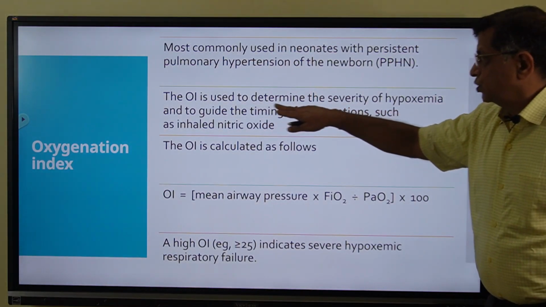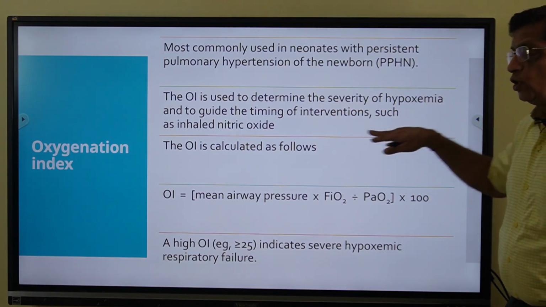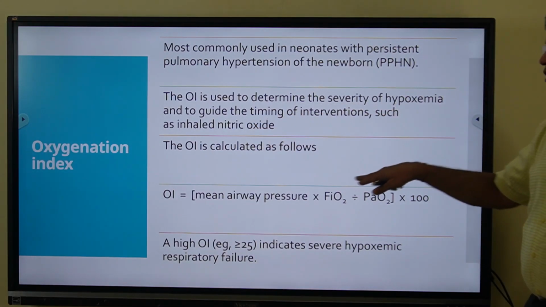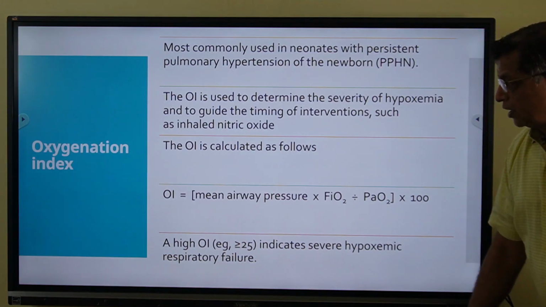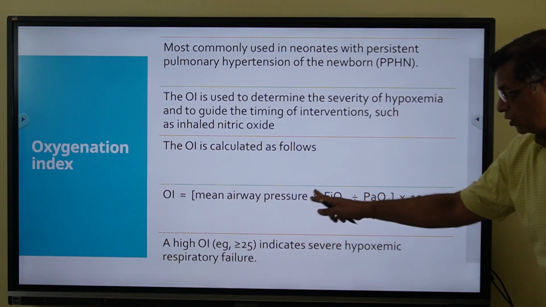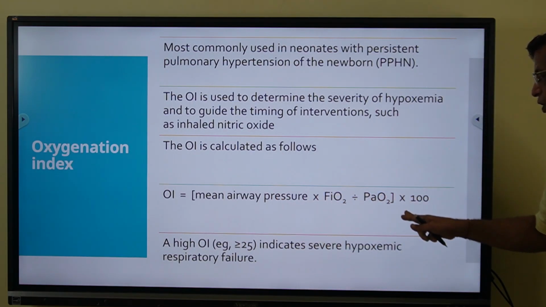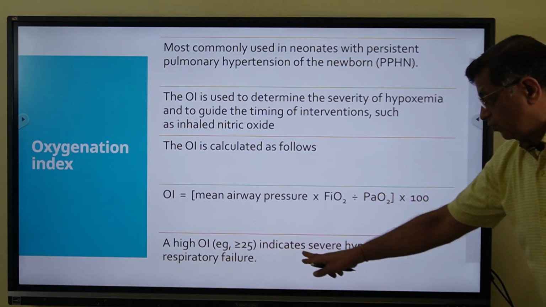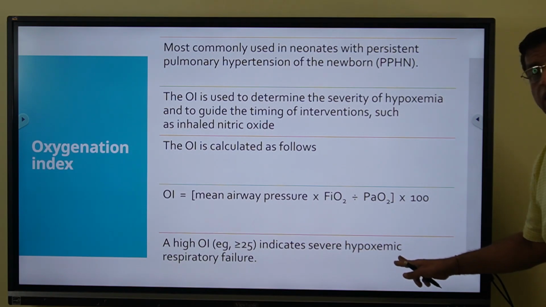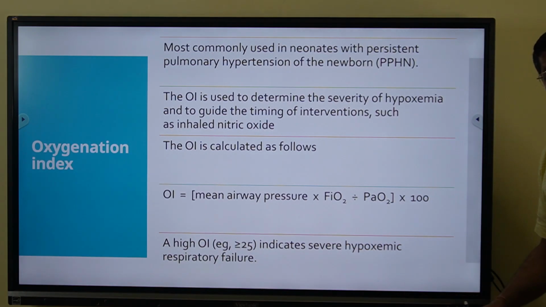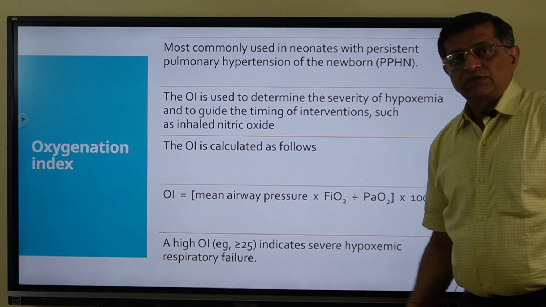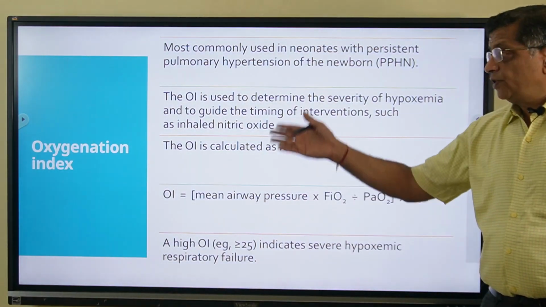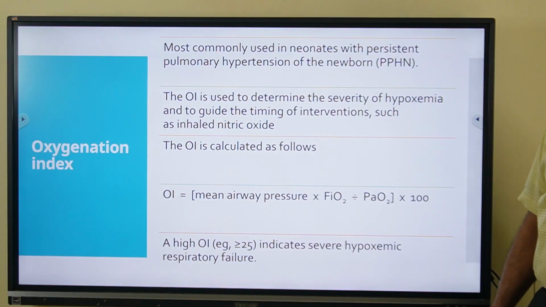Oxygen index is used to determine the severity of hypoxemia and to guide the timing of interventions such as inhaled nitric oxide. It is calculated by mean airway pressure into FiO2 divided by PO2 into 100. So if the oxygen index is more than 25, it indicates severe hypoxemic respiratory failure. So this is just to complete the list. This is not used in adults. So I have never calculated this oxygenation index.